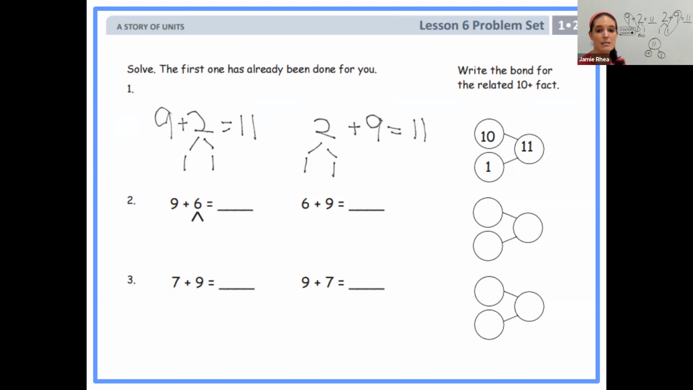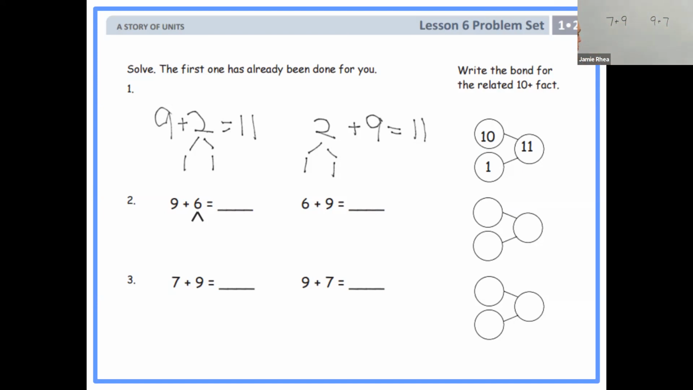Okay, now let's look at number 3 because I know this can be confusing. You're going to do number 2, but I want to look at number 3. Number 3 has 7 plus 9 and 9 plus 7. Okay, so again, I need to figure out, am I going to make the 7 into a 10 or am I going to make the 9 into a 10? I'm going to make the 9 into a 10 because it's closer.